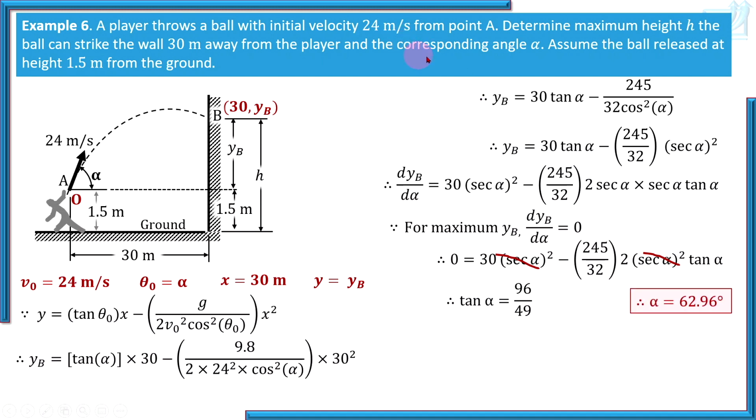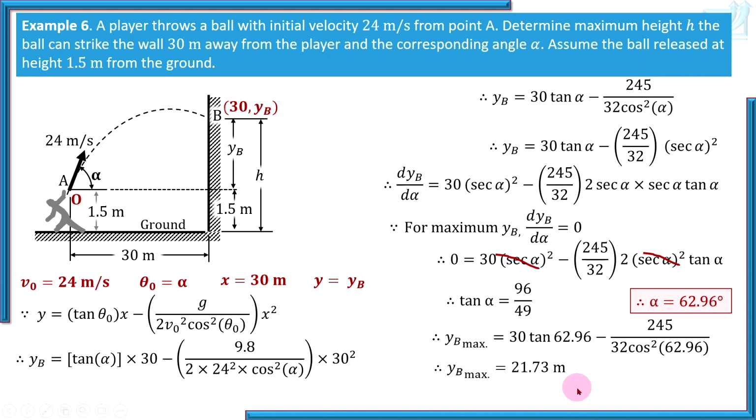This is one of the answers. You are asked to find the corresponding angle alpha. Remember, this is the angle alpha when dy by d alpha equals 0. That means this is the angle alpha when y is maximum. So put this value of alpha in the earlier equation. I have substituted alpha equal to 62.96 degrees in this equation, and I got YB maximum. But before you write the final answer, don't forget you are asked for h. So add 1.5 and then write the answer. So h max is equal to 23.23 meters. So this is how we have answered the problem.